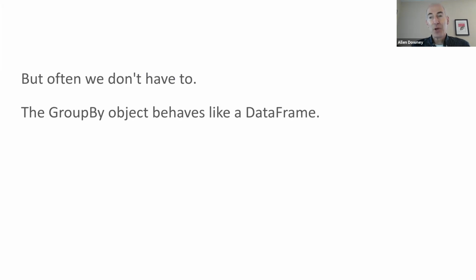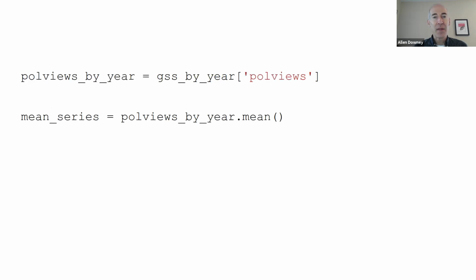So you can loop through a group by object, but often you don't have to because it provides a lot of the same capabilities as a data frame, including things like selecting a column. So GSS by year, that's my group by object, and I'm going to use the bracket operator to select a column. What I get back, poll views by year, is also a group by object, but it is a series group by object, and it supports operations like mean.